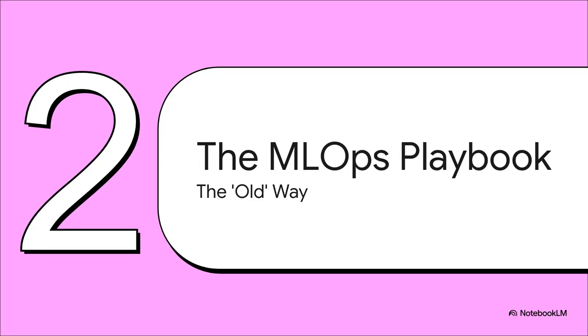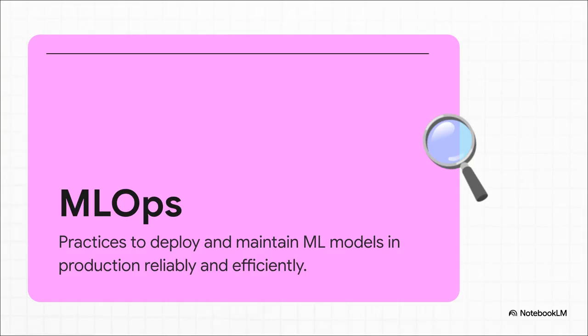Okay, so we know the problem. How have we usually dealt with this? Well, to get a handle on the new playbook, we've got to understand the old one, MLOps. So what exactly is MLOps? Well, it's pretty much what it says on the tin. It's a whole set of practices focused on one main goal: creating a smooth, automated, and reliable way to get models out into the world and, this is the important part, keep them running well. The easiest way to think about it? It's basically DevOps, but for the world of AI.